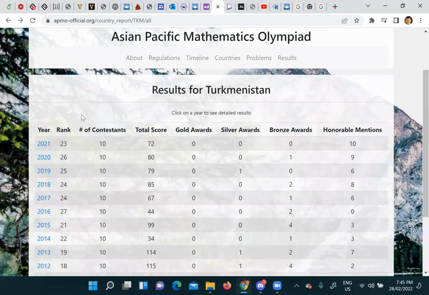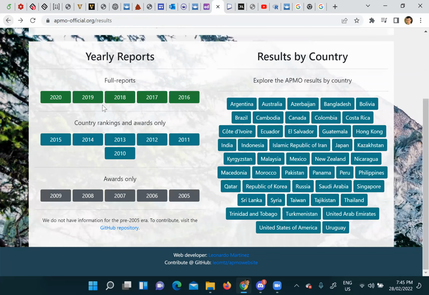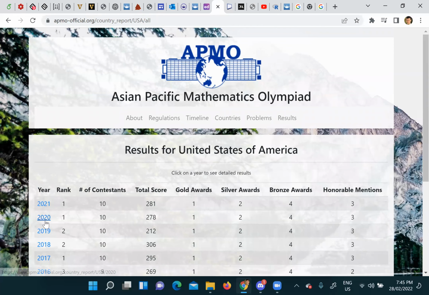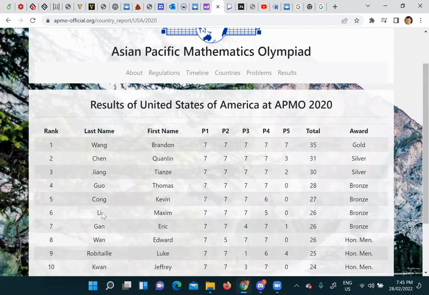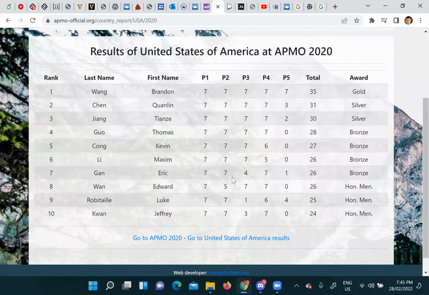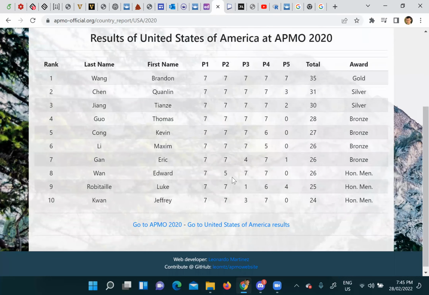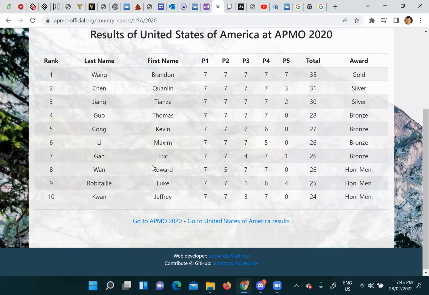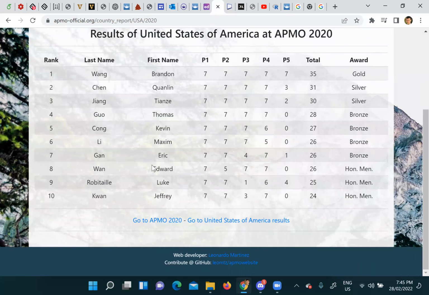What did America get? I want to see. America got first, yes. Whoa! Oh, you have a perfect score. They're all Chinese people. Yeah, they're all Chinese. Jeffrey Kwan, Luke Roberts, okay, no. Edward Wang, Gandhi. They're all Asian. It's the population. Except for number 9.